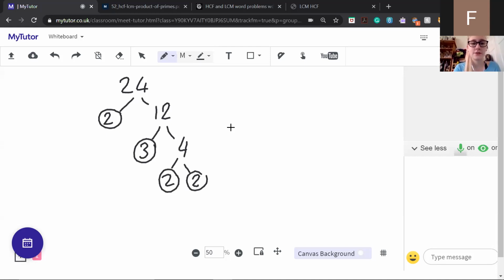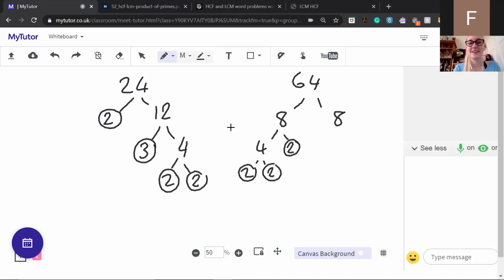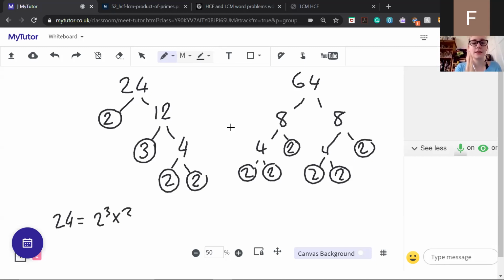So there you go. That's what this one is. And 64 is 8 times 8. And 8 is 4 times 2. And this is 2 times 2. Same thing here. 64 is a funny one because it's just a power of 2. So basically 24 is equal to 2 cubed times 3. And 64 is equal to 2 to the power of 6.